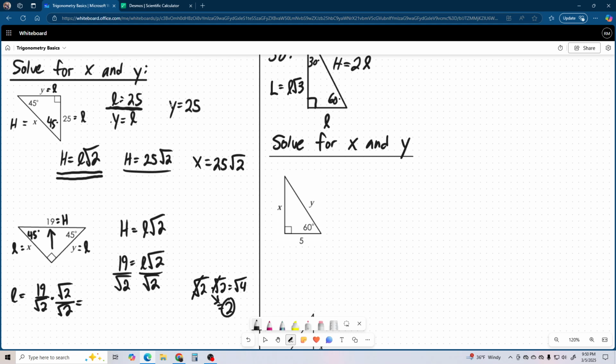So that's what we're going to do over here, right? So we have 19 times the square root of 2. That's just 19 times the square root of 2, right? You can't multiply numbers inside and outside of a radical. And then over, well, the square root of 2 times the square root of 2, as we showed over here, is just 2. So this is our answer, right? This is our little leg, which means this is also x and y. So x and y are both 19 times the square root of 2 over 2.